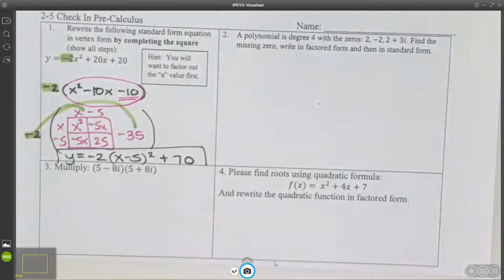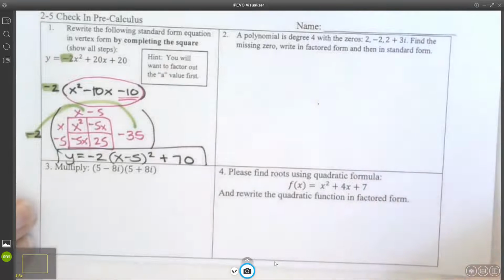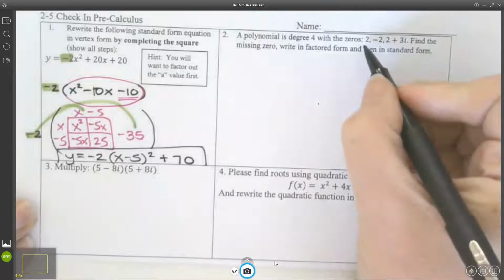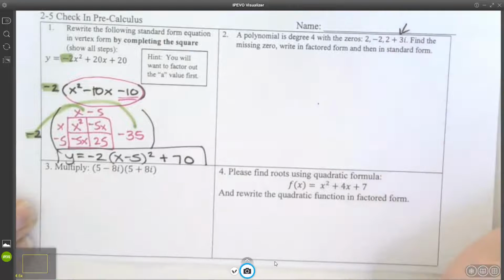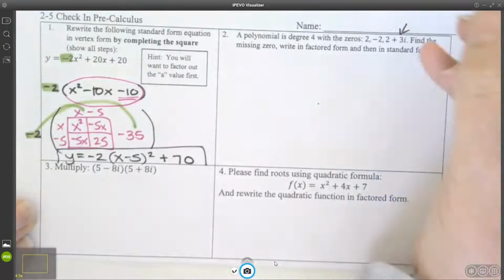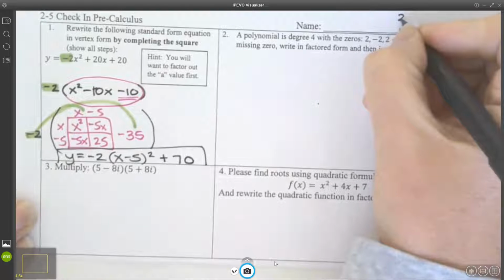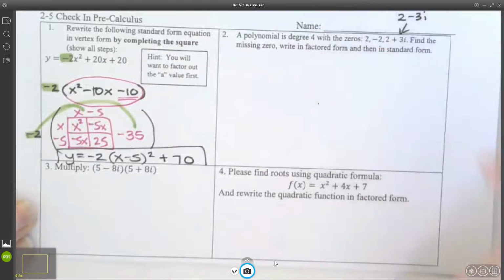The second question is telling us it's a polynomial with degree 4, and they're giving us 3 zeros here. It says find the missing zero. So we have 2 real zeros, 2 and -2. We have this one imaginary zero, and we know that those always come in a conjugate pair. So the other one is going to be 2 minus 3i. And we're going to write it in factored form and then in standard form.